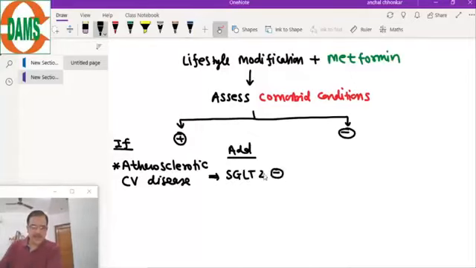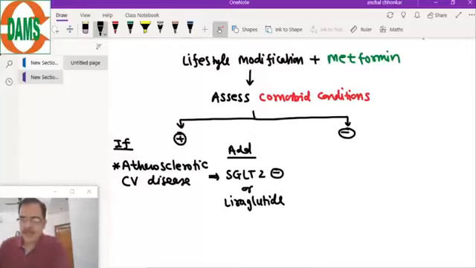SGLT2 inhibitor, because they have a proved benefit. They will decrease the mortality of the patient, because not only we want to control the sugar, we want to decrease the mortality rate. So give SGLT2 inhibitors, or remember the table. I have taken very selective points in that table so that we can decide the management according to individual patient. So other agent which we can use here is liraglutide, because that has also shown to decrease the cardiovascular events.